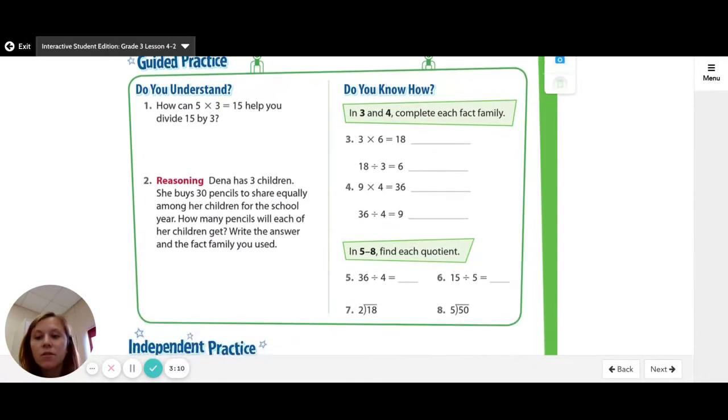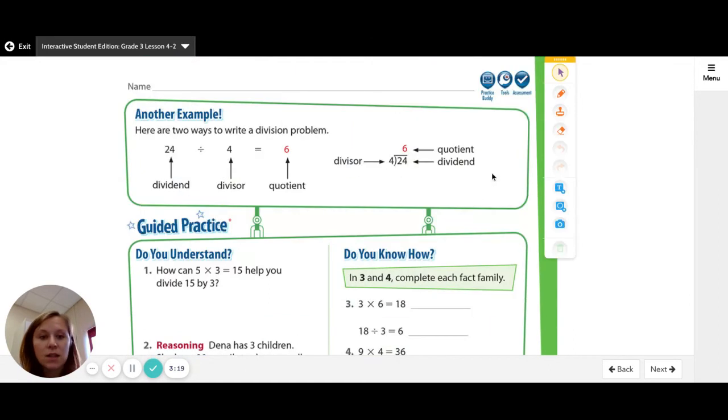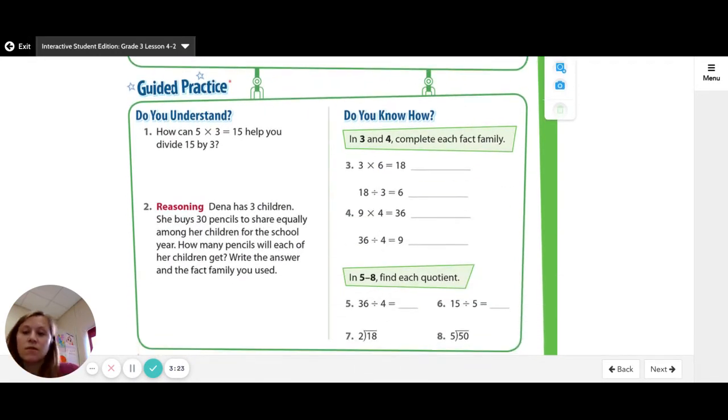Let's look at number 1. How can 5 times 3 equals 15 help you divide 15 by 3? So if I know 5 times 3 equals 15, we can think about those fact families, and that can tell us if we know 5 times 3 is 15, then we know 15 divided by 3 would equal 5.